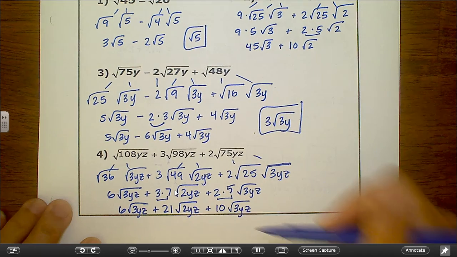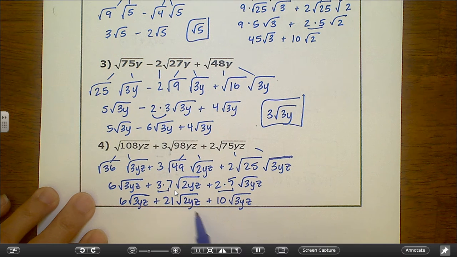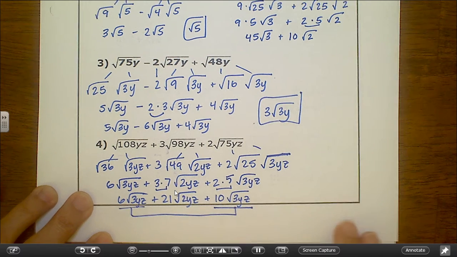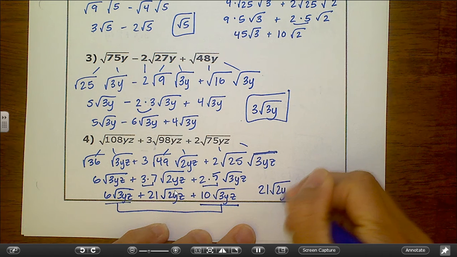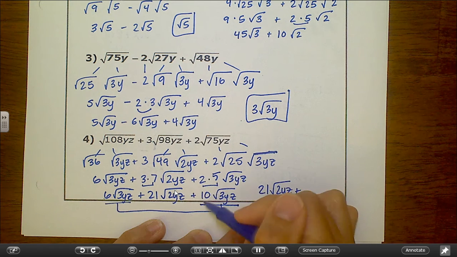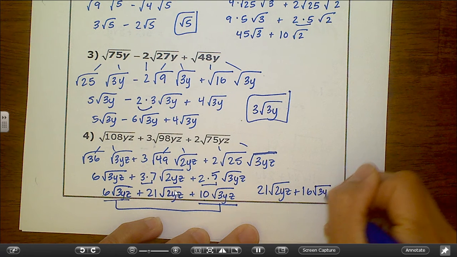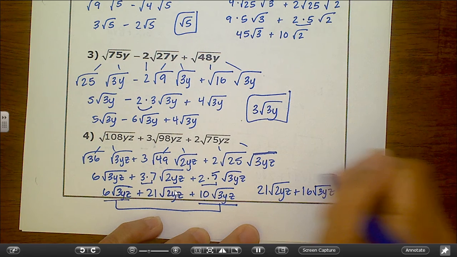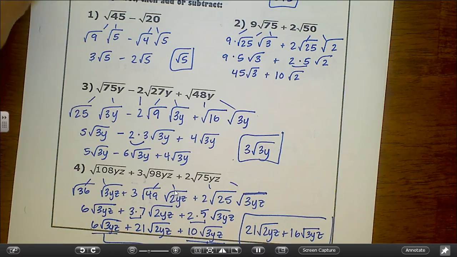And I didn't get as lucky with this one as I did with the one above it, because I have a 3yz, a 2yz, and a 3yz. So 2 of these I can add together, those 2. The 21 rad 2yz will just have to stay on its own. So 21 rad 2yz plus 6 plus 10 is 16 rad 3yz. So there you go. That is multiplying and adding.